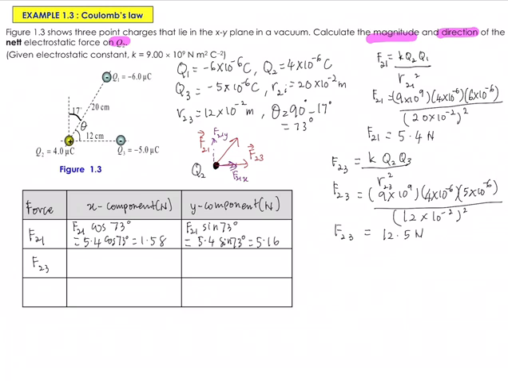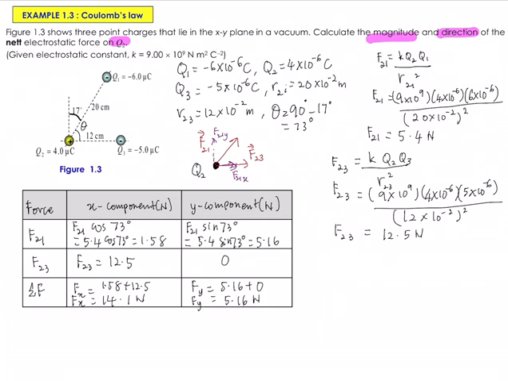And then for your F23, you just have it on the x-axis, so it has only x component. Your F23 is, just take the value 12.5 Newton, and your y component of course 0. Then you calculate your total here, summation F. So for Fx, you will get 1.58 plus 12.5, where you will have 14.1 Newton. And then your Fy, here you will get 5.16 plus 0, and Fy will be 5.16 Newton.